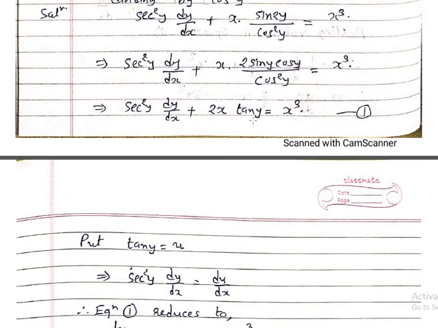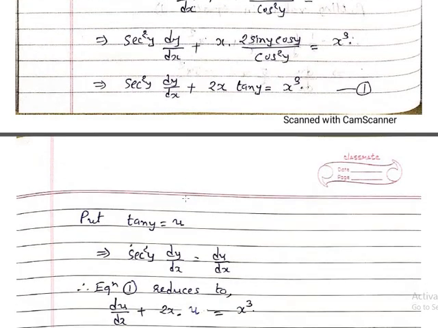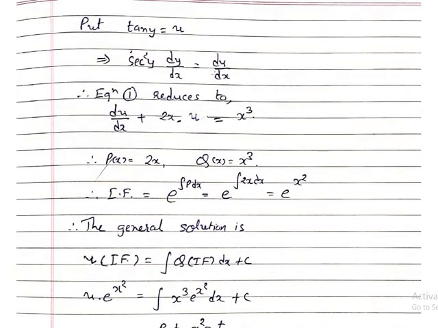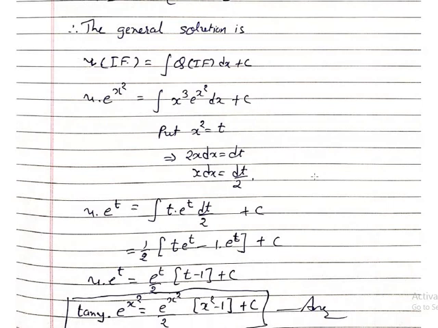So here you have to assume tan y is equal to something new. So putting tan y is equal to u, that will give us sec square y dy by dx is equal to du by dx. And therefore equation 1 reduces to du by dx plus 2x into u is equal to x cube. So p(x) is equal to 2x, q(x) is equal to x cube, and IF will be e raised to integration p dx. That will be e raised to integration 2x dx, that is e raised to x square. So your general solution will be u into IF is equal to integration q into IF dx plus c.